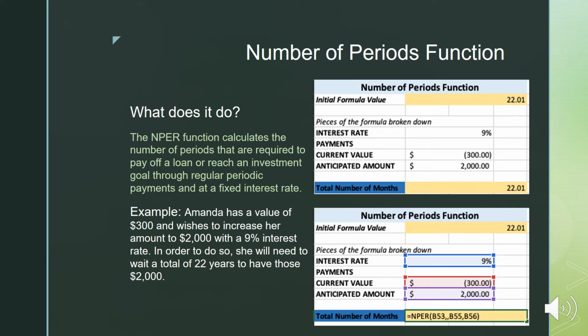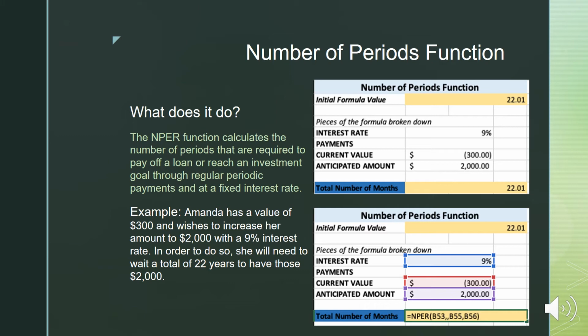So the NPER, or number of periods, function is able to calculate the number of periods that are required to pay off a loan or reach an investment goal through regular periodic payments and at a fixed interest rate. An example that we could use to show how the NPER function is being used says here that Amanda has a value of $300 and wishes to increase her amount to $2,000 with a 9% interest rate. In order to do so, she will need to wait a total of 22 years to have those $2,000.